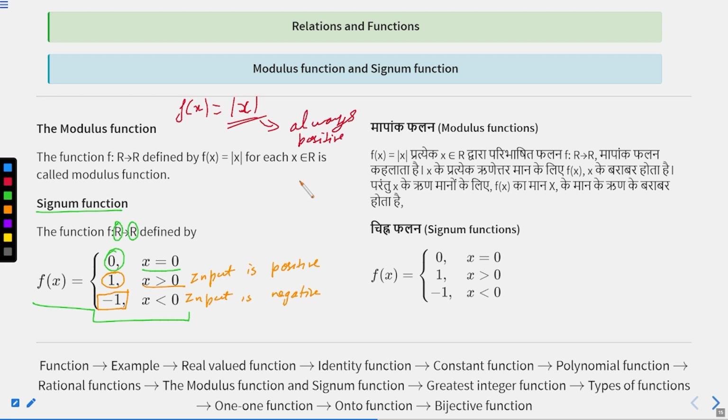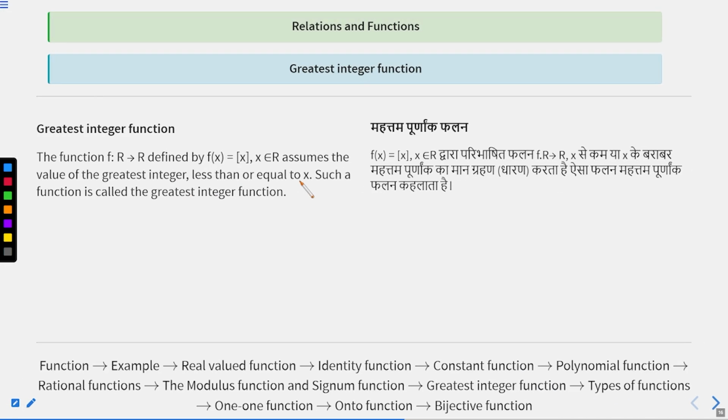Now the last function for today's class is the greatest integer function. As the name suggests, we denote the greatest integer function like this. First of all, let me give you the definition. It assumes the value of the greatest integer less than or equal to x. Such a function is called the greatest integer function.